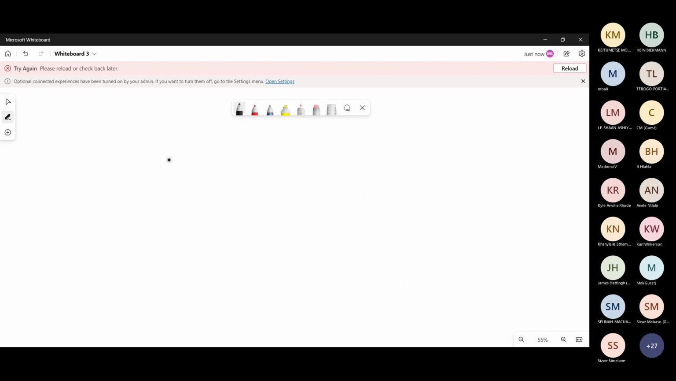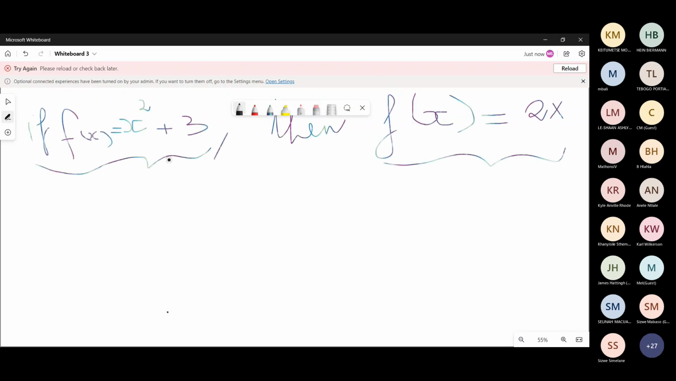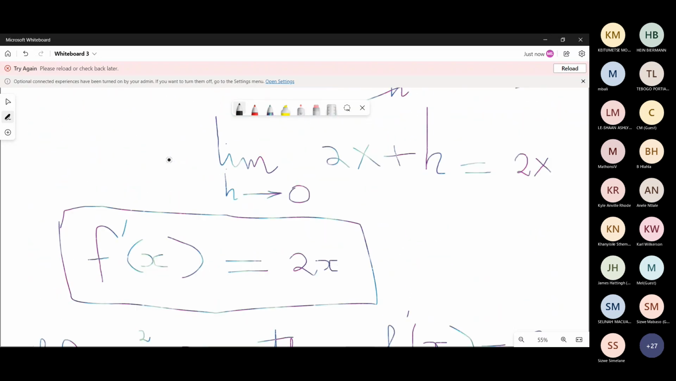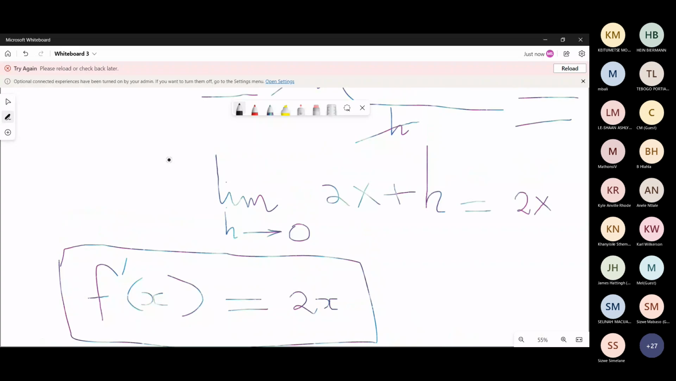Yes, please, no problem. I just want to check here. You talked about h equals 0. Meaning that you separate that, you will say 2x is equal to the limit. Can you see the board, please?